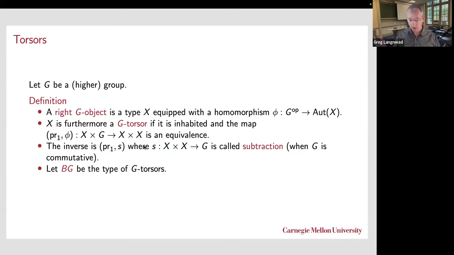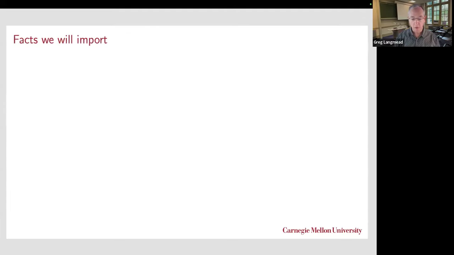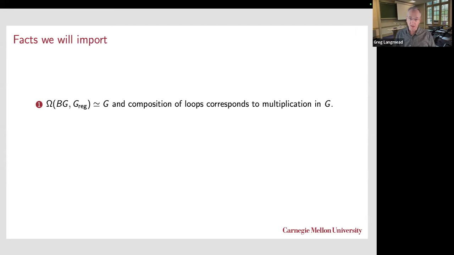And then the type of all such types that have the structure of a G torsor is called BG. And it has a base point. It's the G torsor of G acting on itself on the right. So we'll import a few facts about this. That type BG of torsors is a delooping of G. So the loop space at that base point is G, and the composition of loops here corresponds to multiplication in G, just is a copy of G. And it's connected, and those two together tell us that it is a K(G,1).